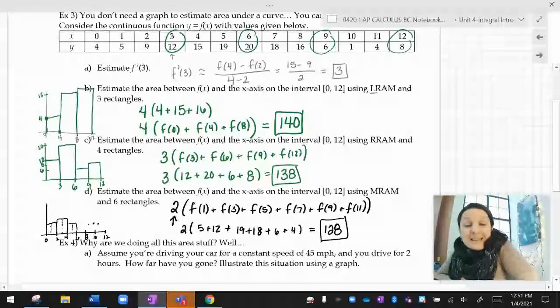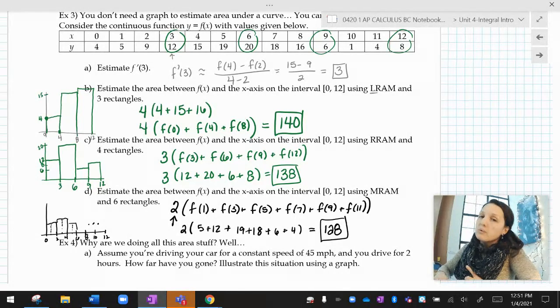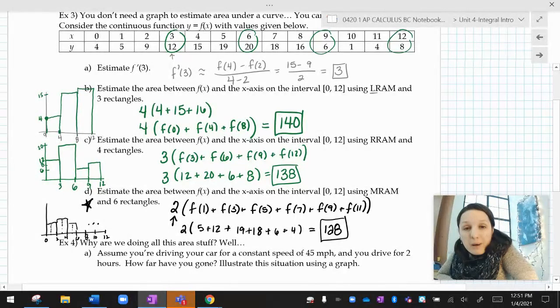Okay, I did it. Now, the other question you might want to ask yourself is, which of these is likely the best estimate for the true area under the curve if I were to turn this into a smooth graph? Well, on the front, we said if you want to get a better estimate, use more rectangles. So likely, though not necessarily, D is the best approximation for the true area under the curve. The more rectangles, the closer you should be to reality.